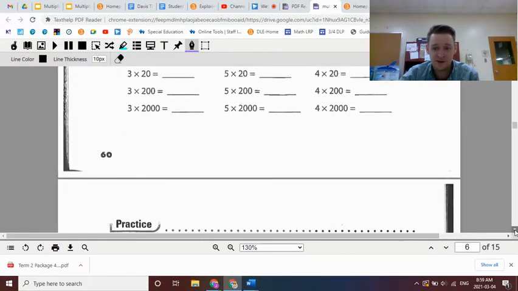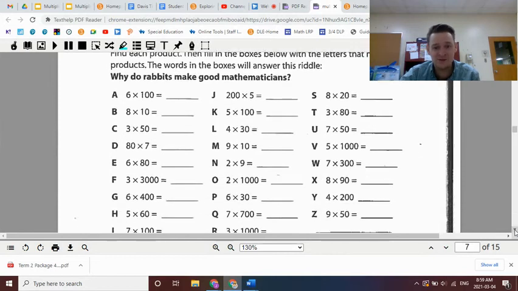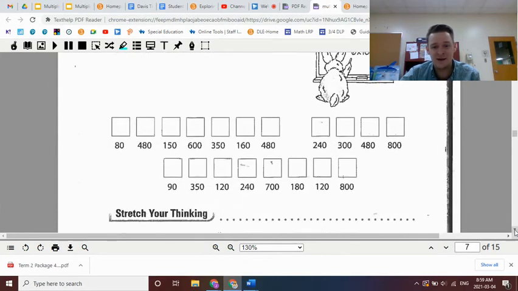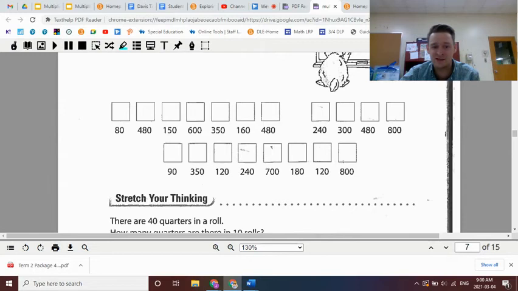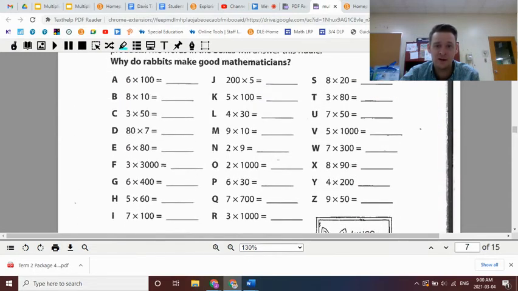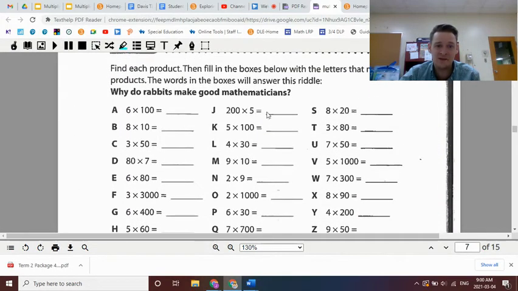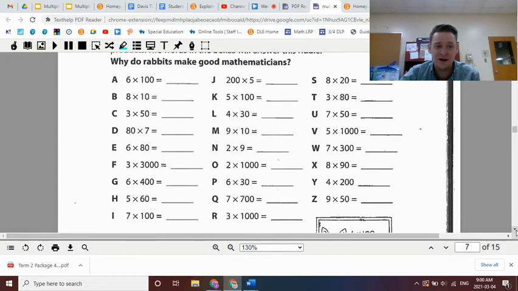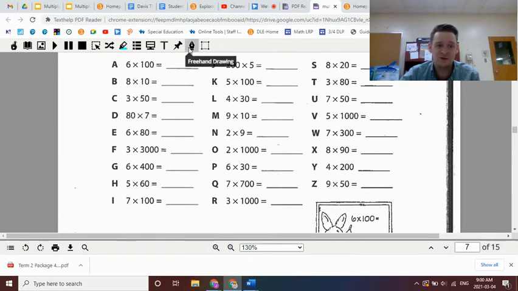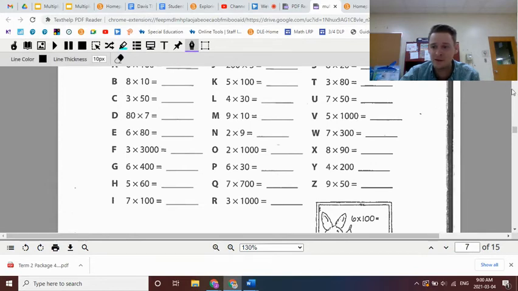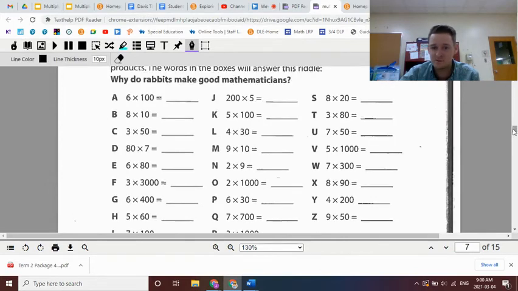Exploring those patterns. And then on the back side of the page, we just have lots of practice. And there's kind of a riddle. You've done things like this before if you've been in my class for a while. It says, why do rabbits make good mathematicians? So in this first one, 6 times 100, we know that answer because we already did it. That answer is 600. So that means in our cipher, which is a fancy way of saying our secret code, if we see the number 600, we need to put an A there.